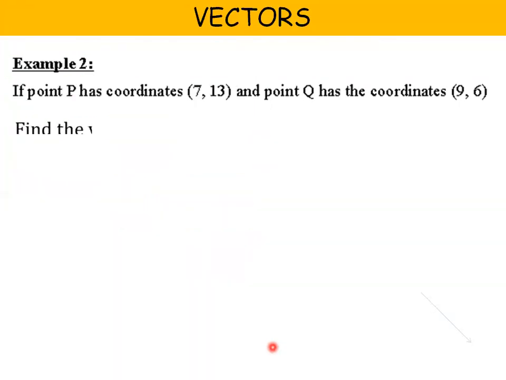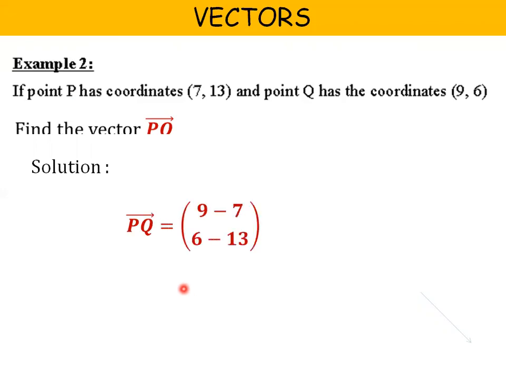So let's go again in the same way, the same question. I could have avoided those initial steps and gone this way directly: the vector PQ is equal to the coordinate for Q as a vector minus the coordinate of P as a vector. So that would be (9, 6), because Q is leading, minus (7, 13). P is behind. So that gives us the same answer, (2, -7) in column form.